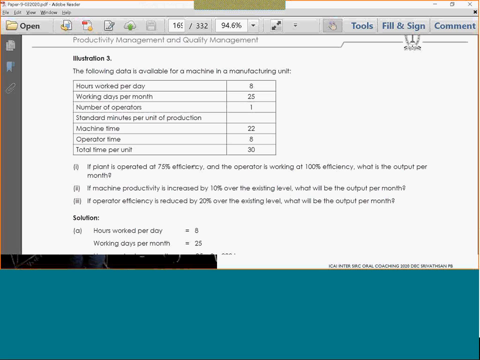Okay. This problem will be a direct example. So data is available for a machine in a manufacturing unit. They work per day 8 hours, 25 days a month, one employee. Time per unit for every two components: machine time is 22 minutes, operator time or labor time is 8 minutes. Total time per unit is 30 minutes.